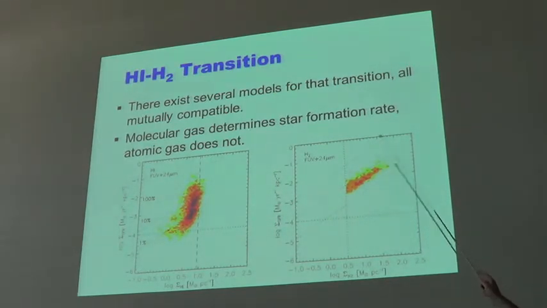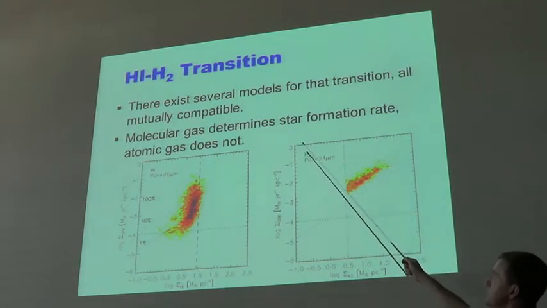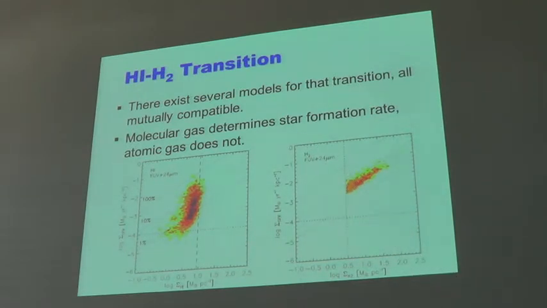So for the H1 to H2 transition, there are several models in the literature to help you put this in the simulation. They're all mutually compatible, so you can choose whichever one you like. In this sense, it's easy. This is done. You don't have to follow any radiation field or anything. This is done for you. And we need to do it because molecular gas determines star formation rate, right? And atomic gas does not.